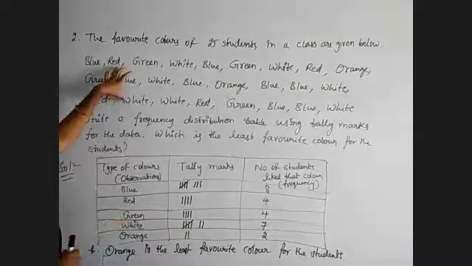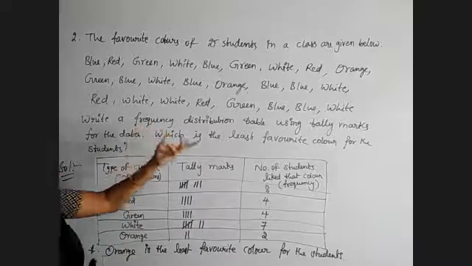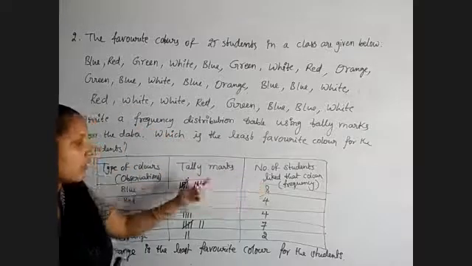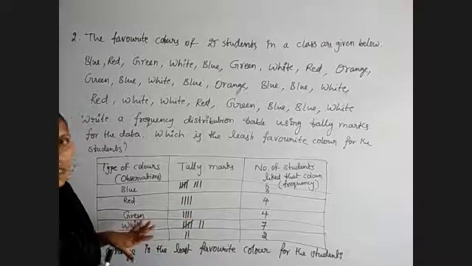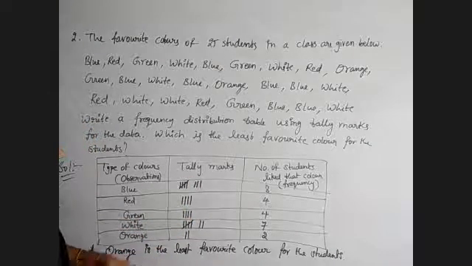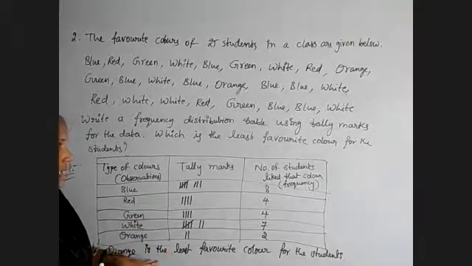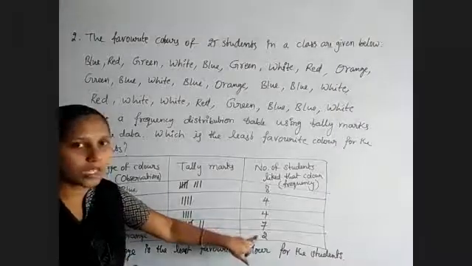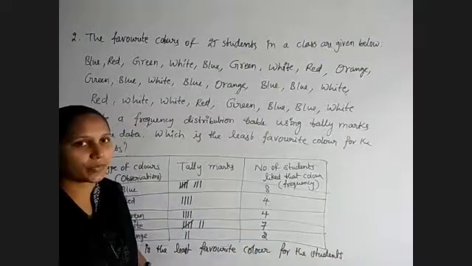Here all the colors given are observations. And how many students like that color is the frequency, which we are representing by using tally marks. After getting the frequency distribution table, they have asked which color is the least favorite for the students. So orange is liked by only 2 students. That's why this is the least favorite color for the students. Okay.